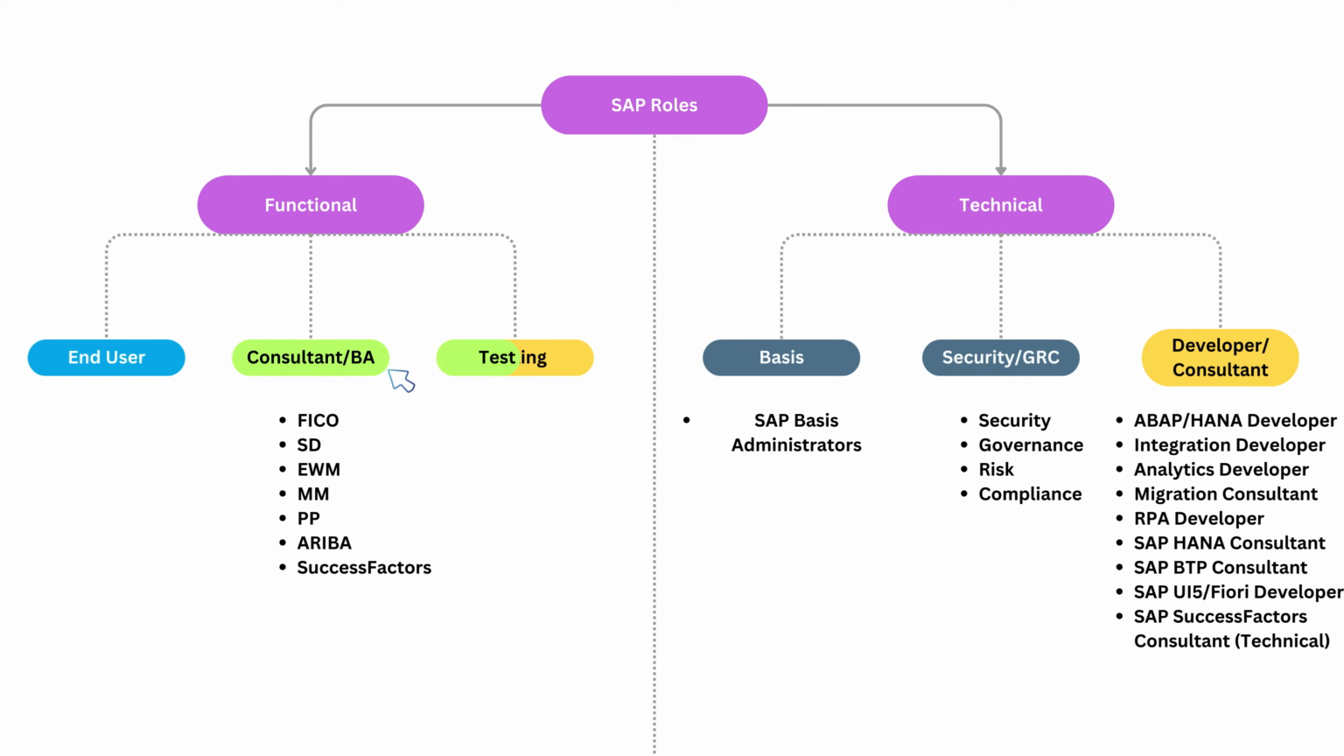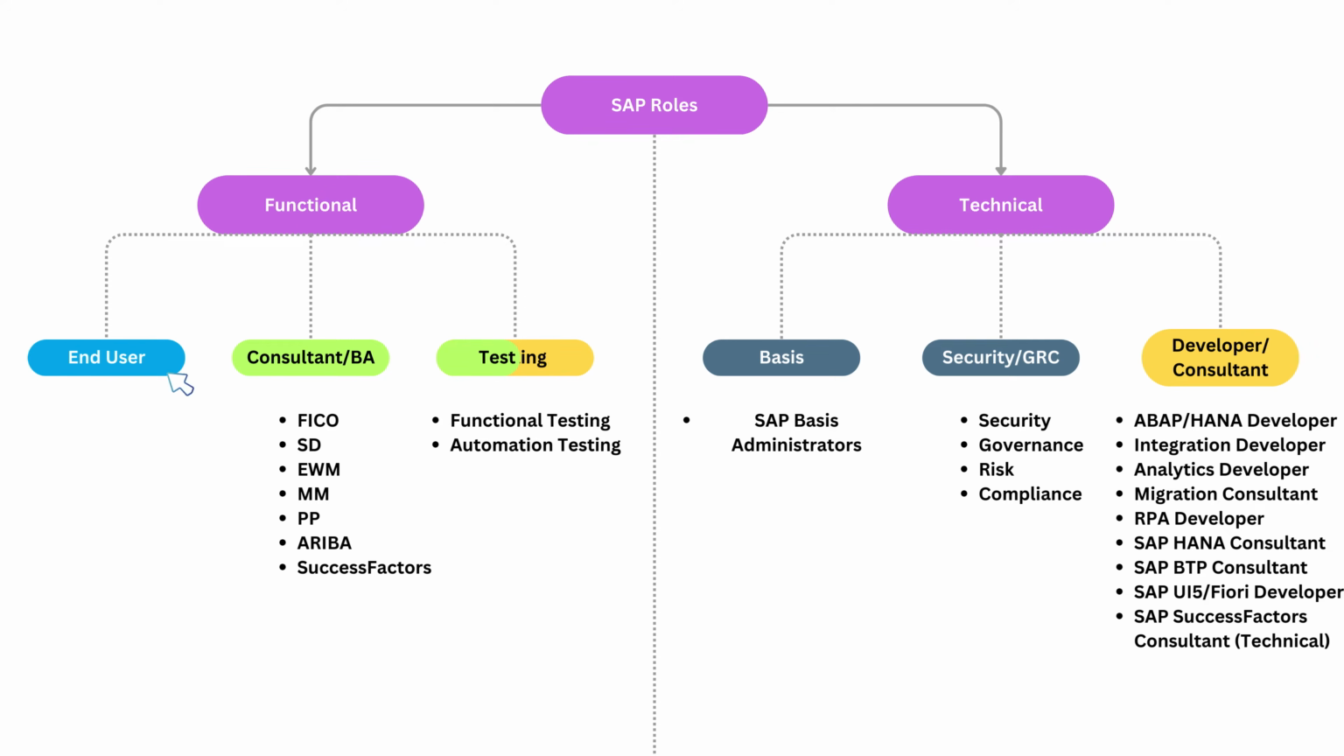And the next role is testing. As you can see, I've indicated two colors. One is for customization, one is for developer. Because testing can be functional testing or it can be technical testing. So usually, under testing, you can have functional testers, or automation testers, or SAP integration testers, or ABAP and HANA testers. So they all come under the testing space.